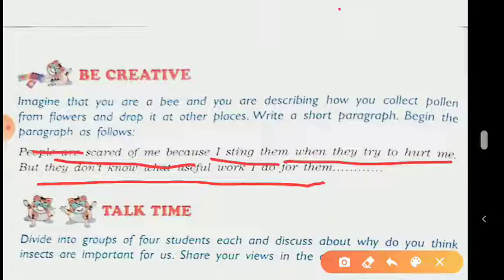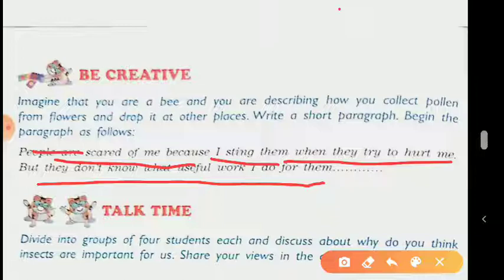And children, now we have completed the lesson. Please write the word meanings, true, false, question and answers, word opposites, frame sentences, exercises of language structure, exercises of grammar, and the writing section. That's writing a paragraph, imagining yourself as a bee in your notebook. Children, please complete lesson 4 in your English notebook.